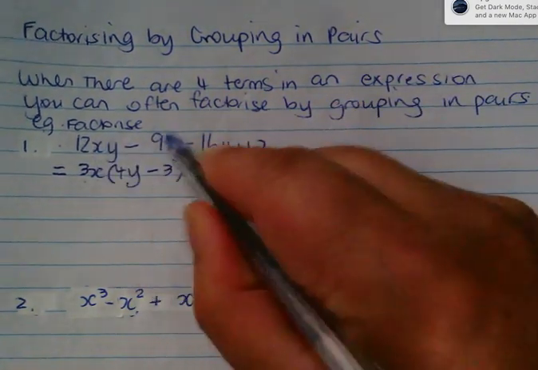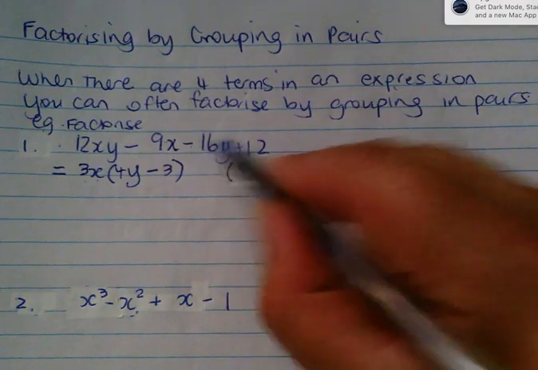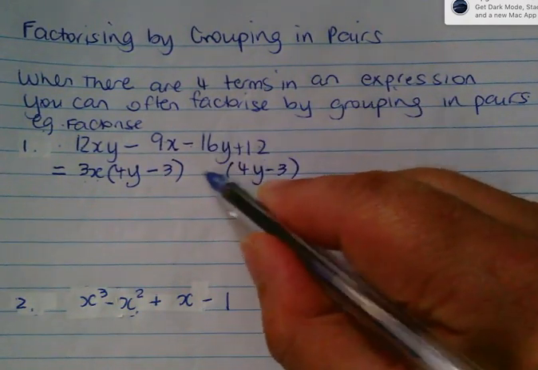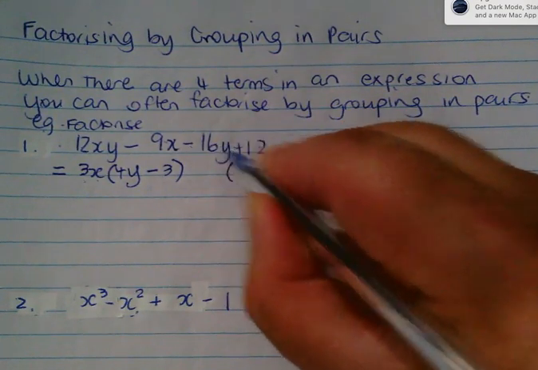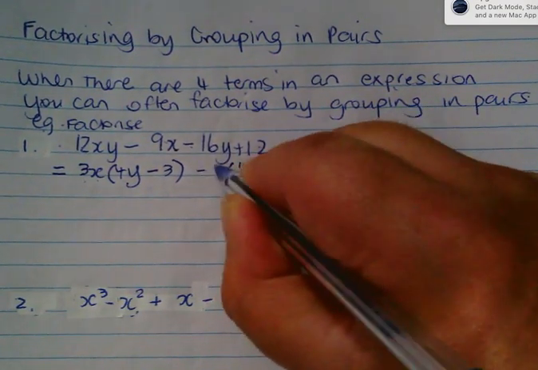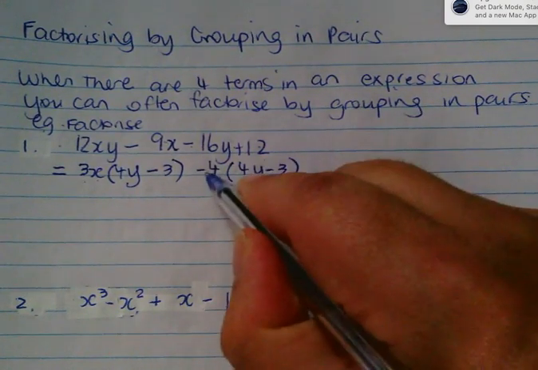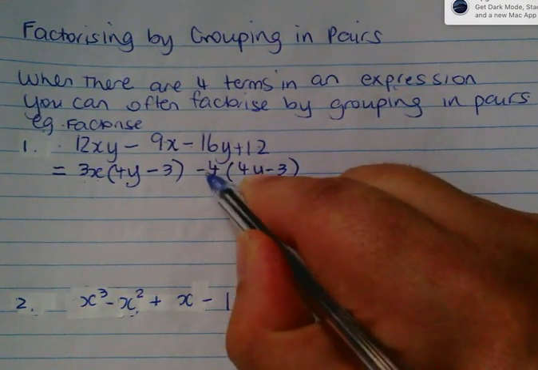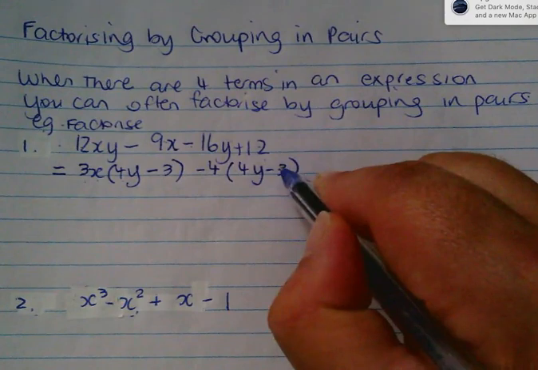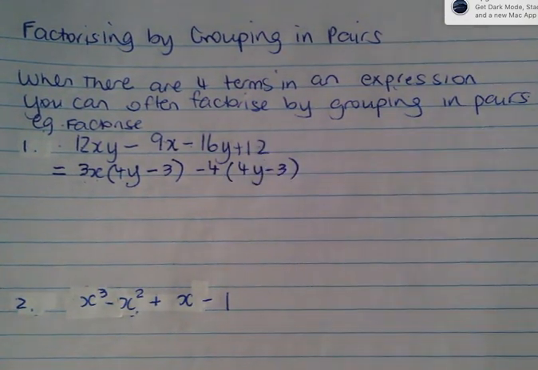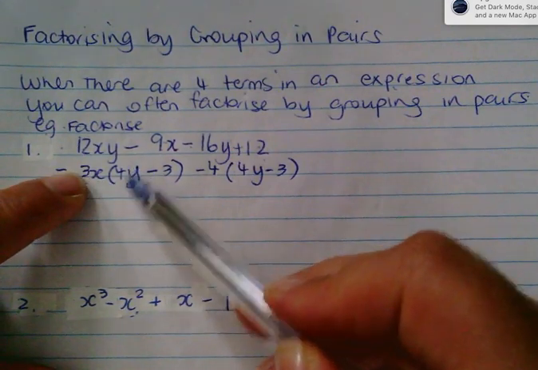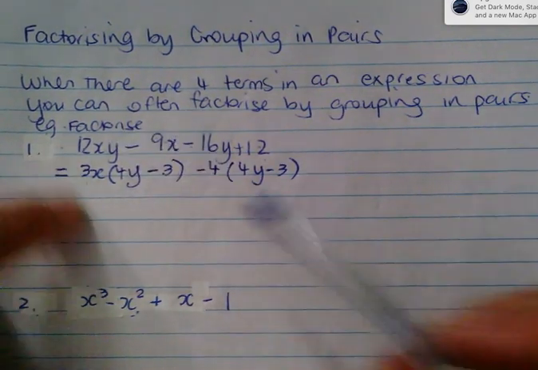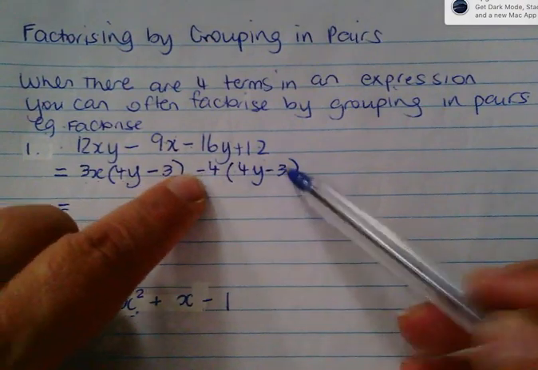So we've factorised the first 2 terms and ended up with that. Now we have to factorise the last 2 terms, and we're going to end up with something here. So I need minus 16y, so I'll have to times this 4y by minus 4. So I've got minus 16y, and my negative 4 times negative 3 is positive 12. So this is correct. Okay, so just checking. That's 12xy minus 9x. That's my first 2 terms, minus 16y plus 12.